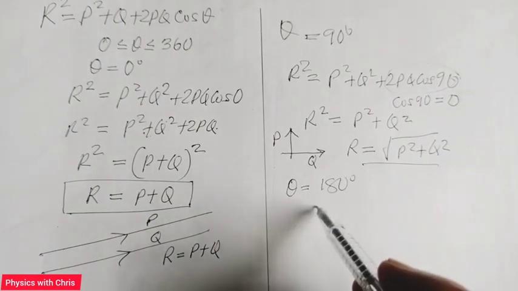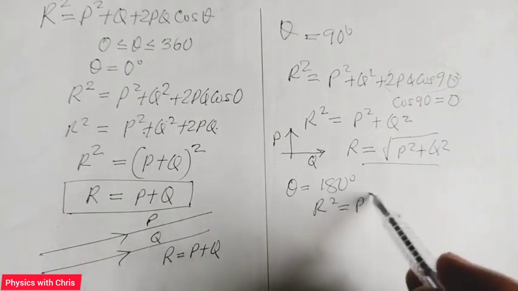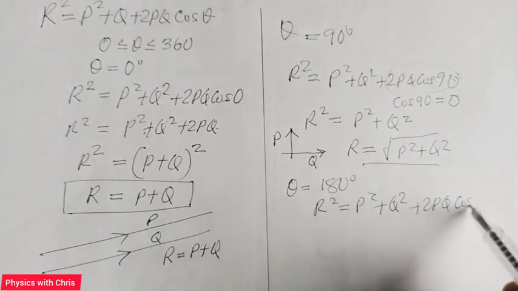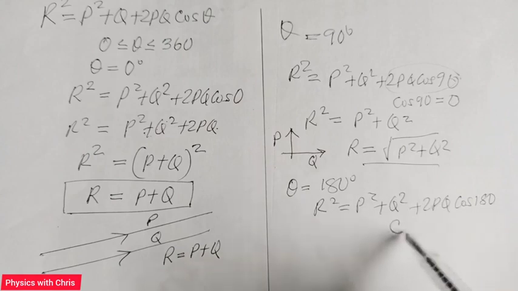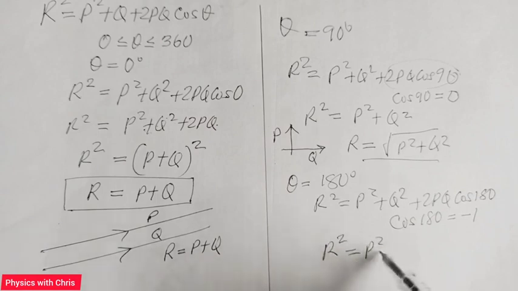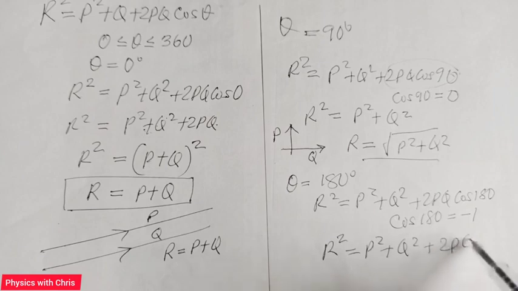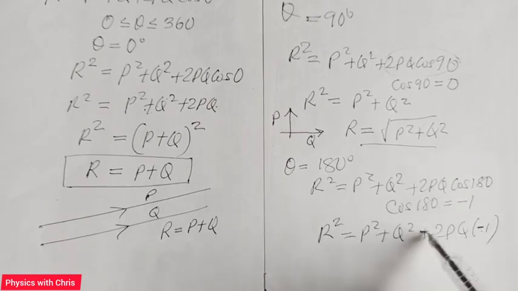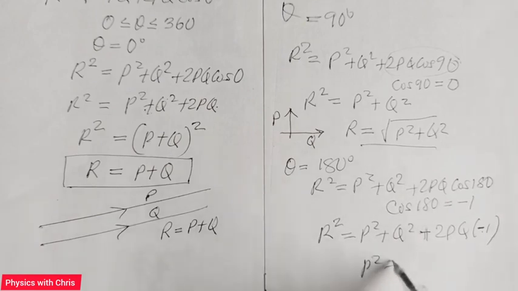When theta is 180 degrees, my r squared gives me p squared plus q squared plus 2pq cos 180. Now from the four-figure table, cos 180 degrees is minus 1. So that gives me the resultant squared equals p squared plus q squared plus 2pq multiplied by minus 1. Now this negative 1 will multiply this positive sign to give you p squared plus q squared minus 2pq. That gives me r squared.